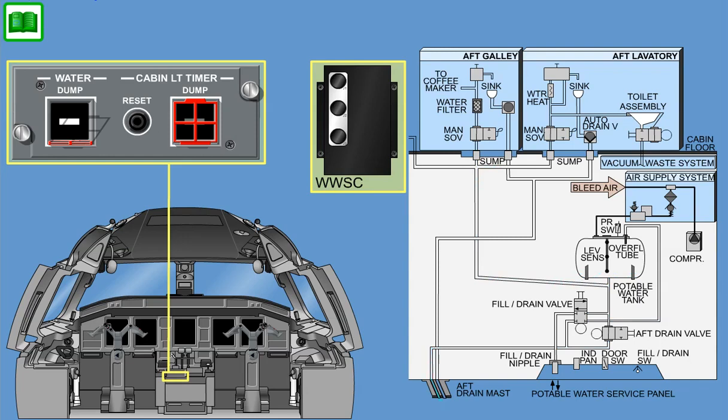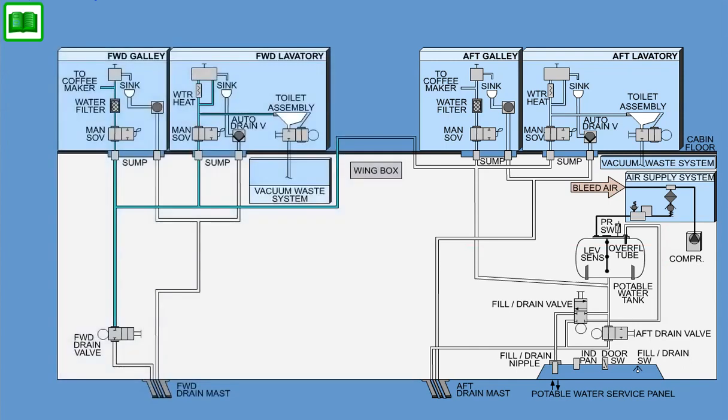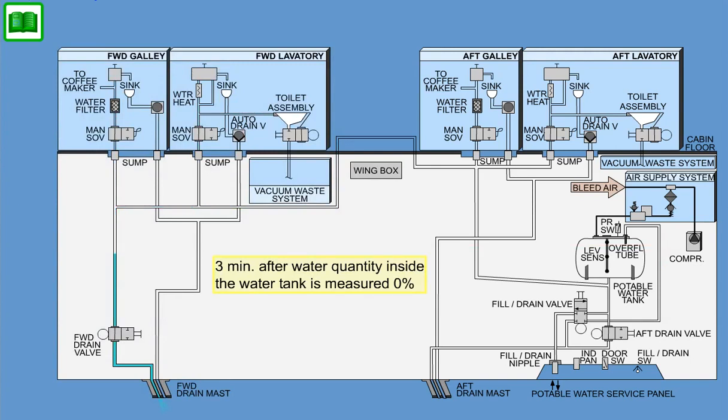The compressor is deactivated by the WWSC, and the forward drain valve is opened automatically 3 minutes after water quantity inside the water tank is measured as 0%. This completes the in-flight drain process.